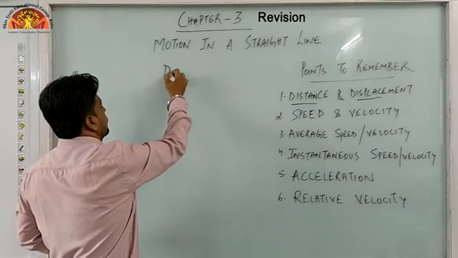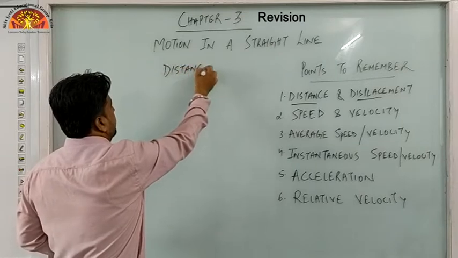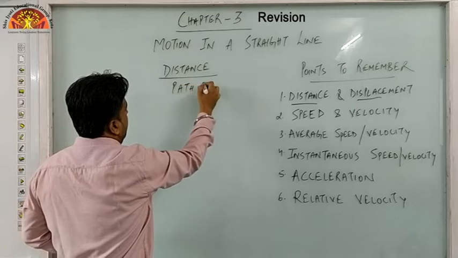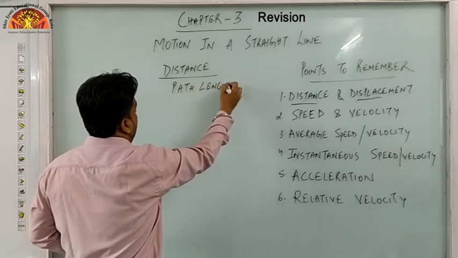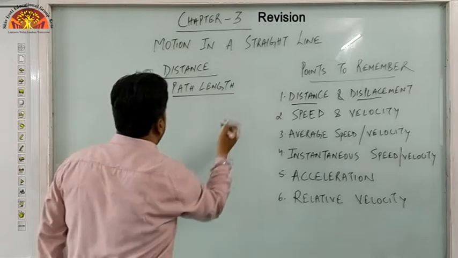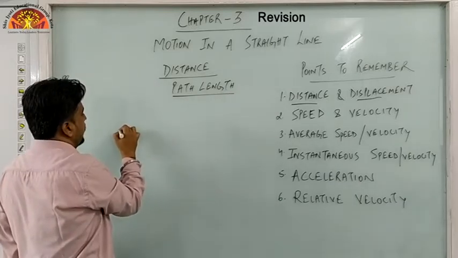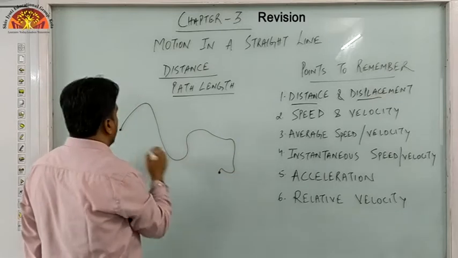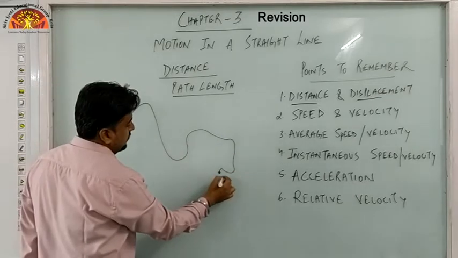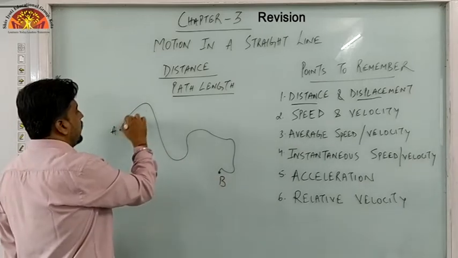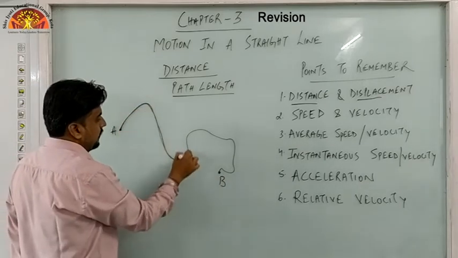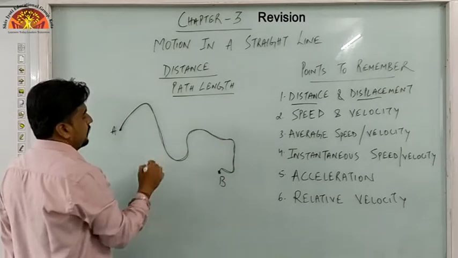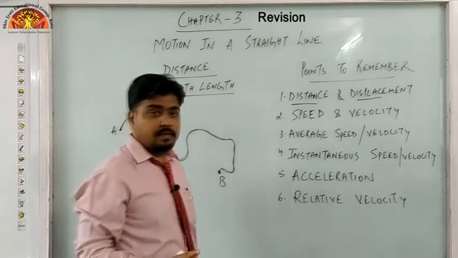When we talk about distance, it can be considered as the overall path length. Now, what do you mean by path length? Path length means, if a body is traveling in such a manner, let's say like this, this is point A and this is point B. The overall length of this total path, in any direction or anywhere, would be considered as the distance covered.